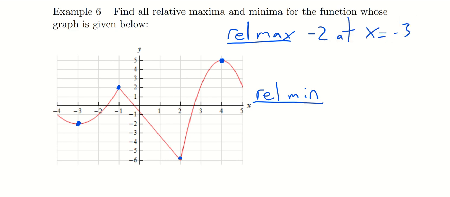So you can say it a couple of different ways. You can say a relative max of -2 at x equals -3, or if you wanted to use function notation, you could word it like this.